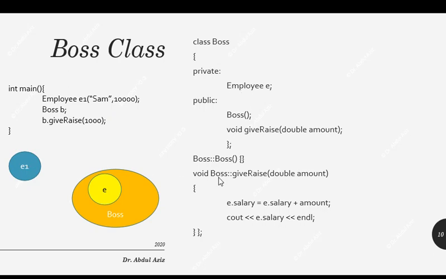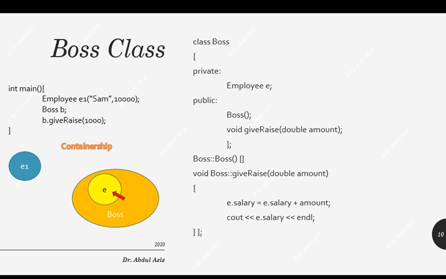This E is basically a local object that is created in the memory of this particular object boss, and it will give a raise of 1,000 to this employee. This is the local variable, the local copy of the object that is held in the boss memory right here. It does not mean E1. Therefore, the salary of this E object, the private object, will be increased by 1,000, and the salary of Sam will remain the same.